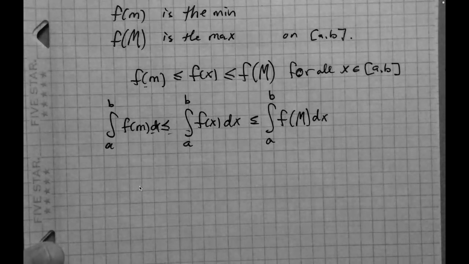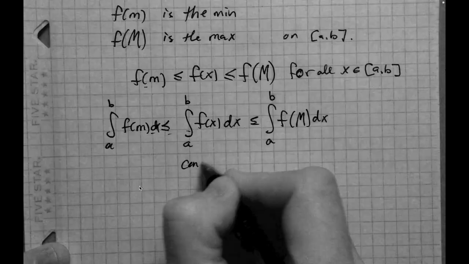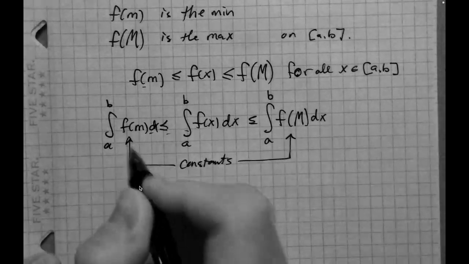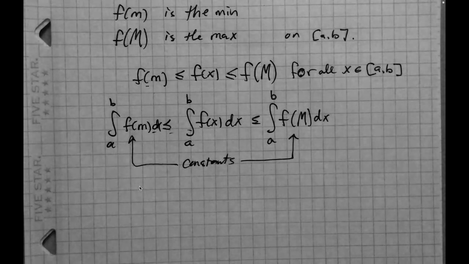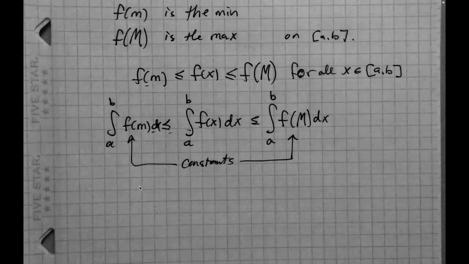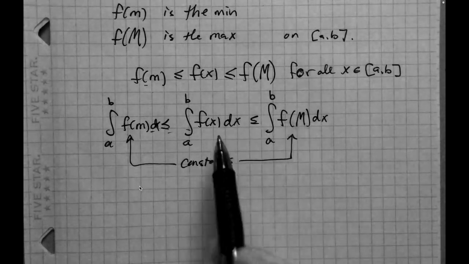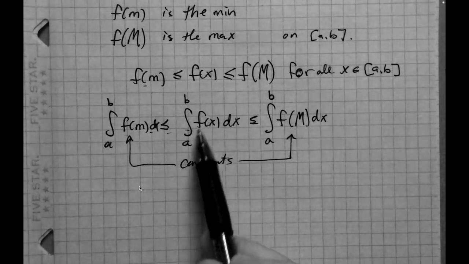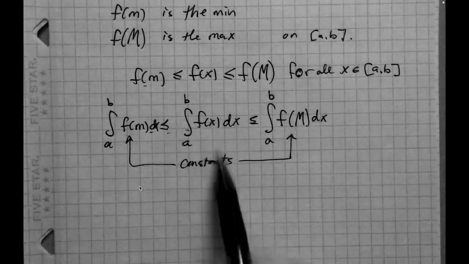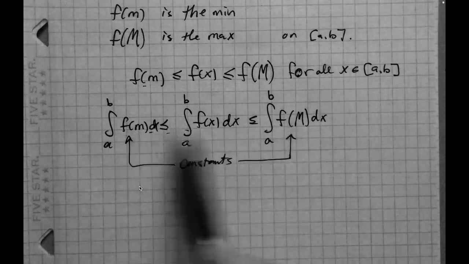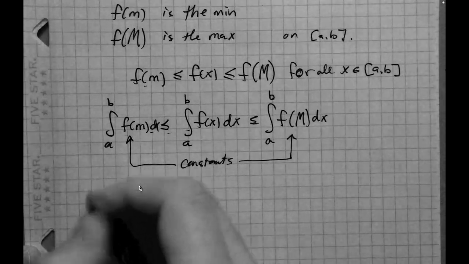Now something important to notice here is that these are constants. f of little m is a number. In general we don't know what m is, but there's some number m, and when I evaluate f of little m, I get a number. So this is a constant, this is a constant, and this is not a constant. f of x is a function of x, and x is a variable. But this is basically just the integral of a constant, so we can figure that out really quickly.